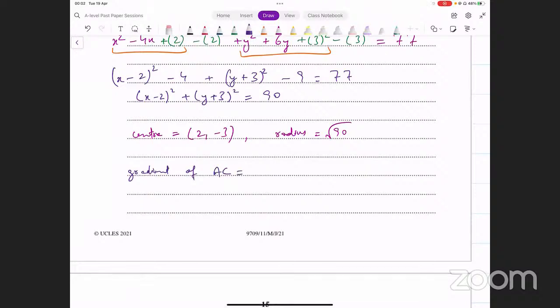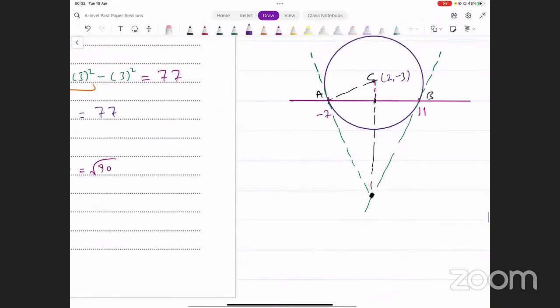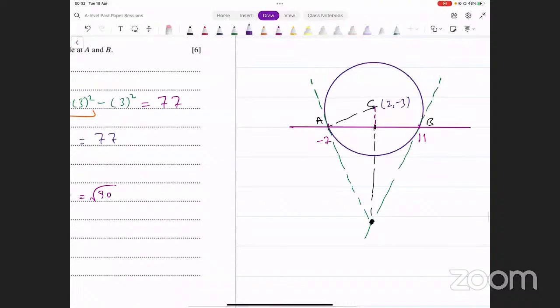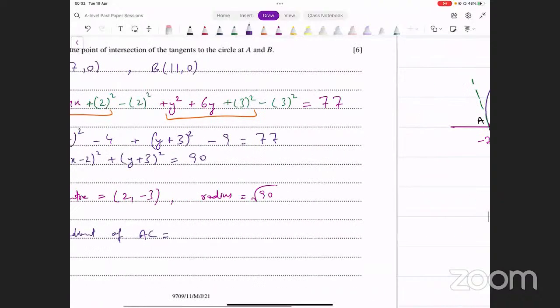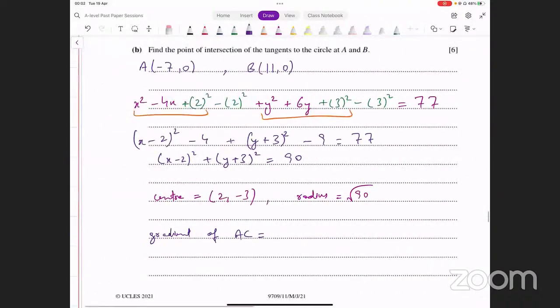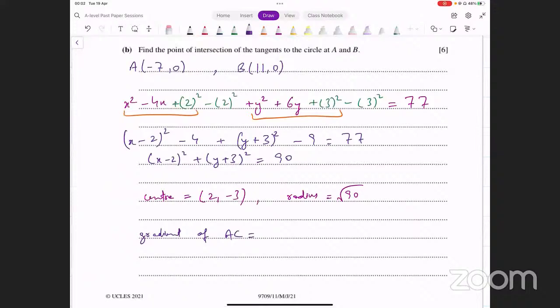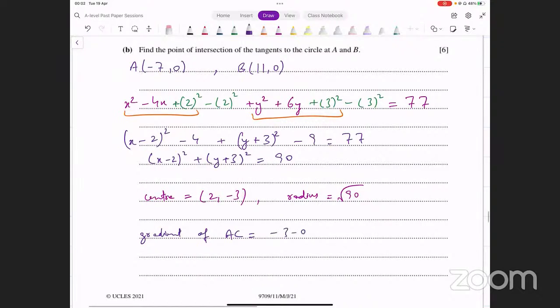Gradient of AC. What's that going to be? C point क्या है? 2 and minus 3. AC gradient is minus 3 minus 0 divided by 2 minus minus 7. That's 2 plus 7. And that gives us minus 1 over 3. ये आपके पास AC का gradient आ गया, which is the radius of the circle.